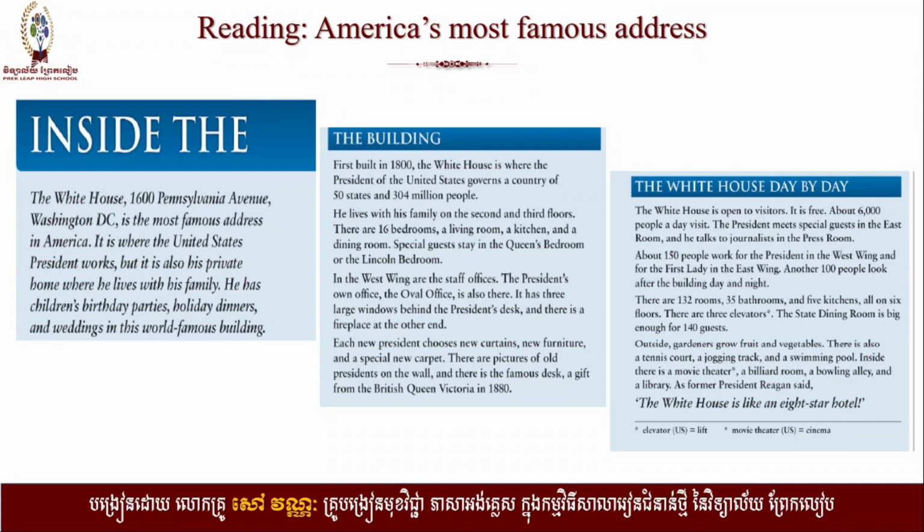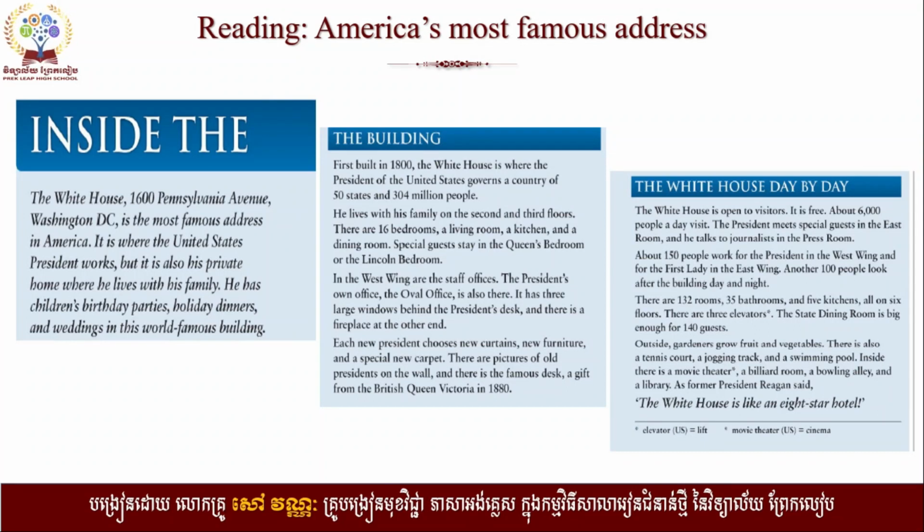In the West Wing are staff offices, the President's own office. The Oval Office is also there. It has three light windows behind the president's desk, and there is a fireplace at other ends. Each new president chooses new curtains, new furniture, and a special new carpet. There are pictures of all presidents on the wall, and there is the famous desk, a gift from the British Queen Victoria in 1880. The White House day by day.